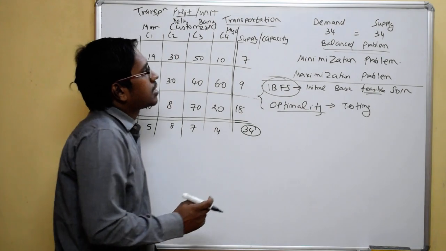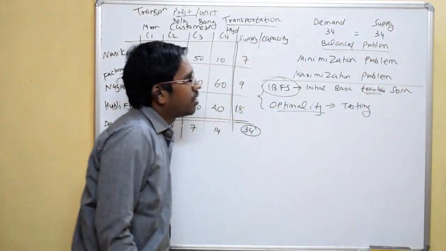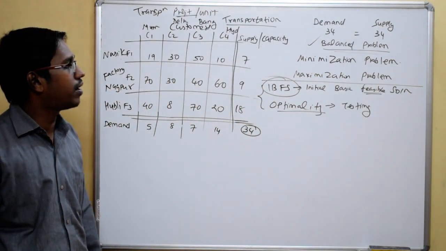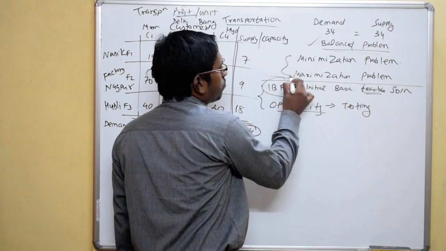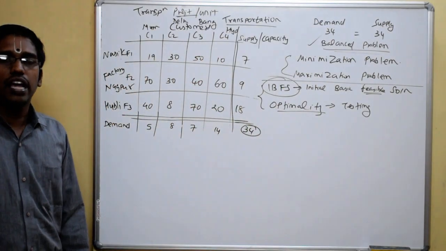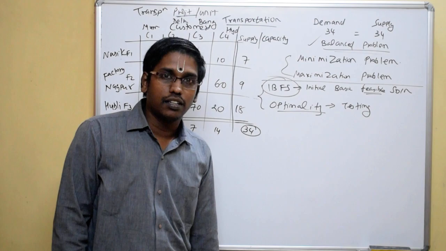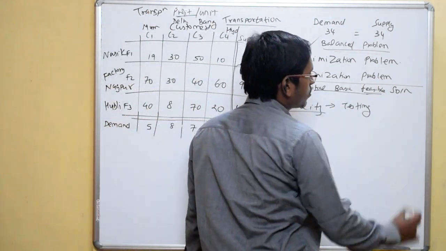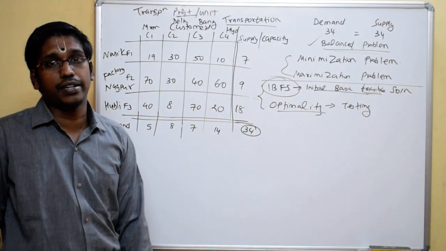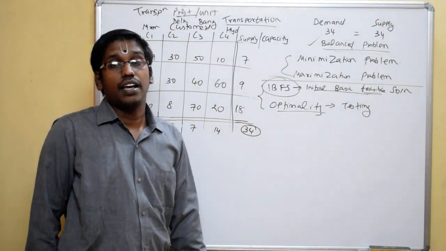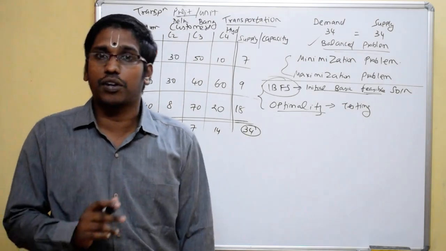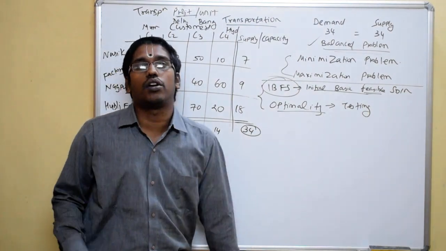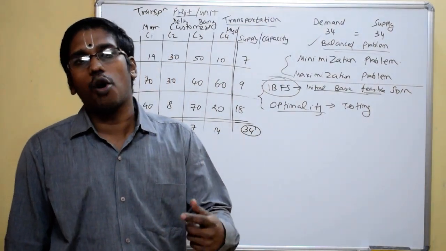Therefore, in any problem, the first step is to check whether demand and supply are the same. If it is the same, it is a balanced problem, we can continue. If it is not the same, we will look at what is to be done. Then you decide whether it is a minimization problem or a maximization problem. If it is maximization, go for a regret matrix. Else, if it is minimization, directly start with the problem to find the initial basic feasible solution. Once you find the initial basic feasible solution, you check for optimality. If the solution is optimal, well and good, the sum is done. If the solution is not optimal, you use something called the modified distribution method to get the optimal solution.